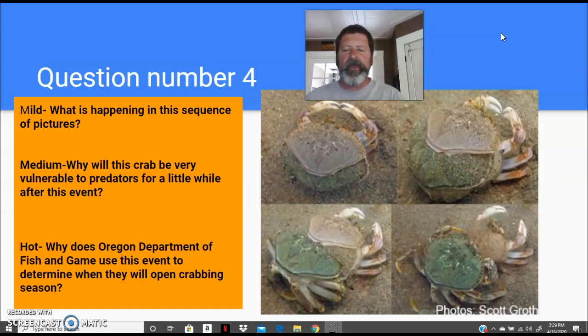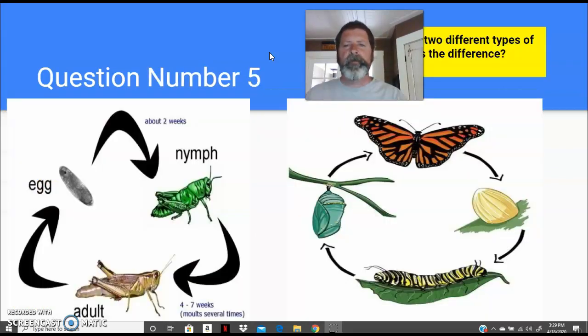So you have to think about that. Oregon Department of Fish and Game knows when this is going to take place in the crab population, the Dungeness crab population off the Oregon coast. This determines when they're going to open the season. So why would they be so hung up on when an animal is doing this? Those are your three choices for question 4.